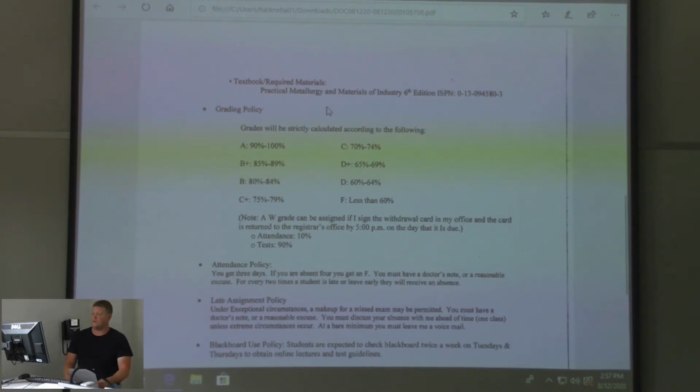So hopefully, if you want to buy the book, I'm sure you can find it pretty cheap because that's a really old edition. There's not a lot of metallurgy books. I've looked for a new one a couple of times and I couldn't find a lot.